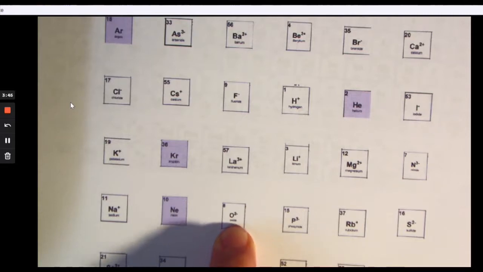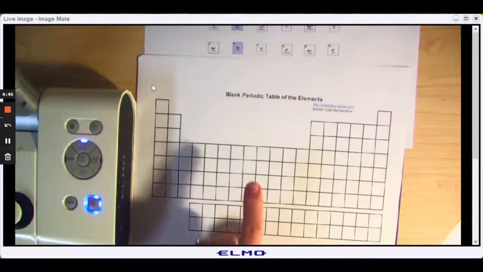But notice that the word here is oxide. By tradition, some atoms get called by a slightly different name when they are ions. So oxygen, when it's neutral, is called oxygen, but it's called oxide when it's an ion. You don't have to worry about knowing that. I just didn't want you to be confused when you saw the different names.